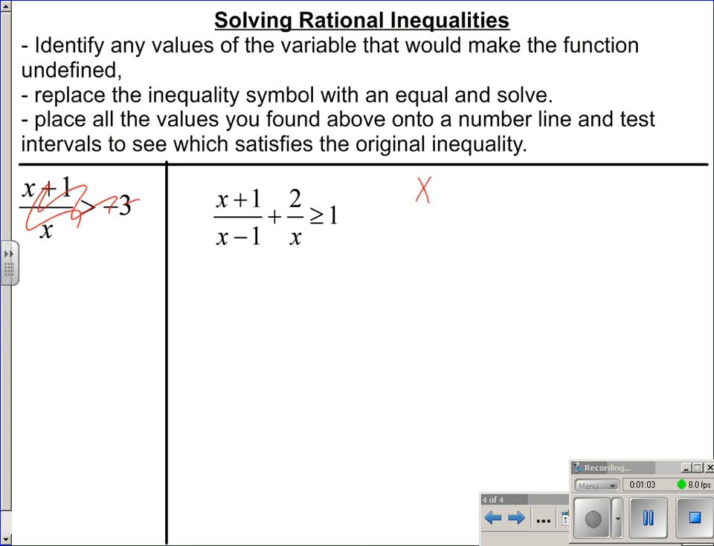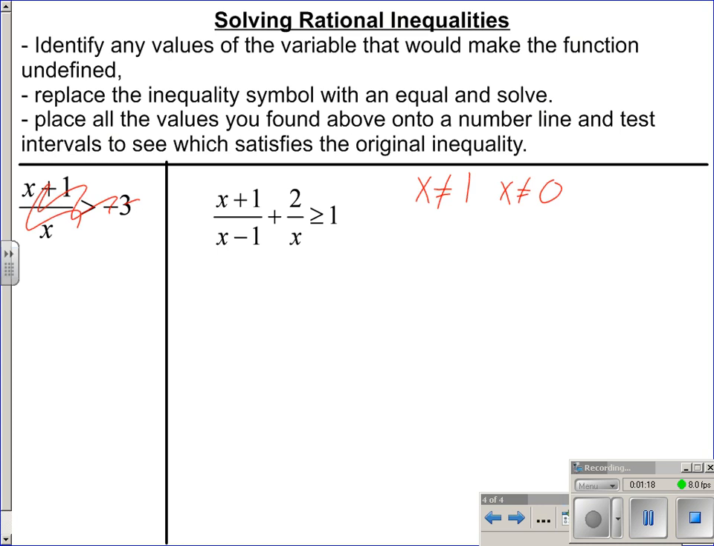x cannot equal a positive 1 from the first denominator. x cannot equal 0 from the second fraction, the 2 over x. And that's our only restrictions on the variable. So we need those numbers. We're just going to set them there for a little bit.